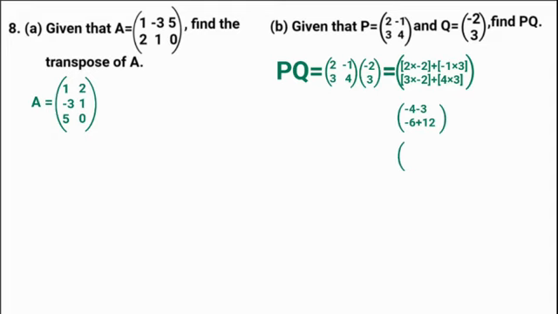I'm going to open the bracket first: -4 minus -3 will give us -7. Then -6 plus 12 will give us +6, and that is the answer. So when you multiply matrix P by matrix Q, you're going to get -7, 6.